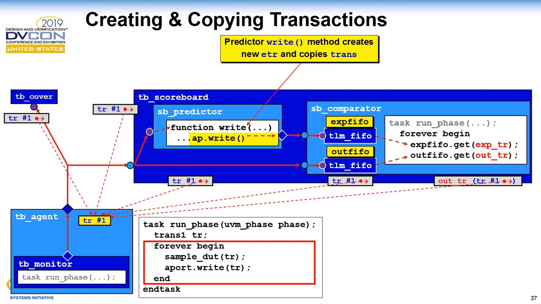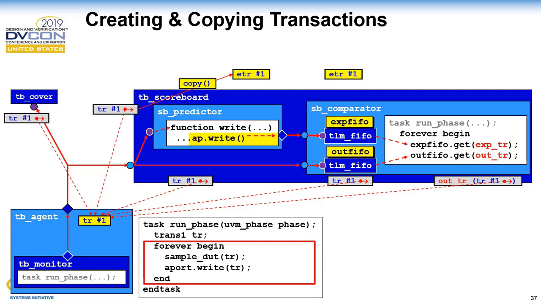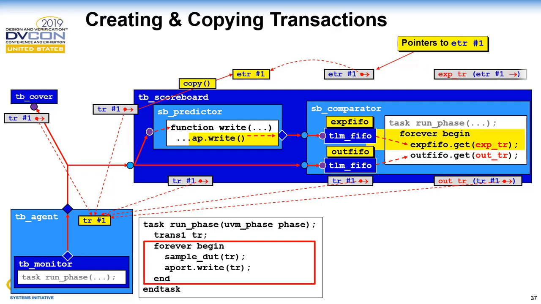We don't want to be modifying the broadcast transaction. So instead, we need to take a copy of the transaction to create a new expected transaction. And that one is then broadcast over to the TLM FIFOs and finally also makes its way over to the forever loop. And the forever loop is looking at the handle of the expected transaction. And so really, you only have two transactions there, one out of the monitor and one out of the predictor. And so the rest of those are all handles that point to those transactions.